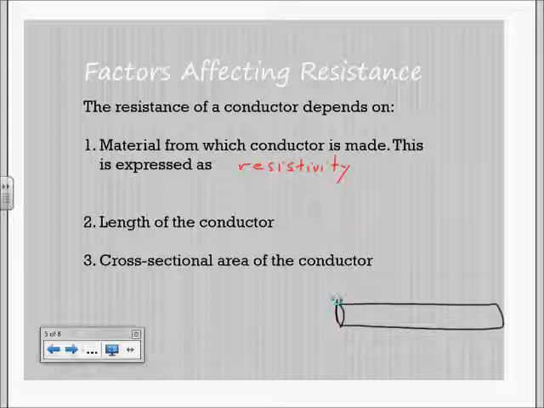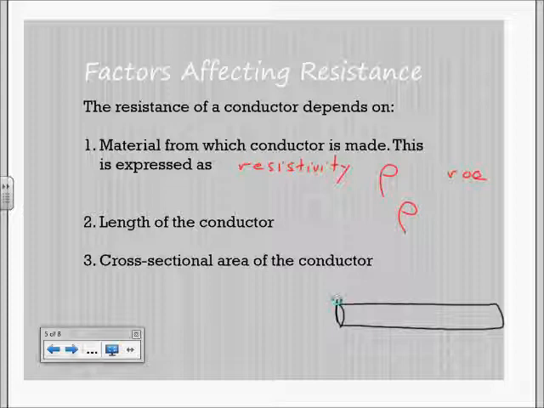It's a property of the material that depends on factors like how many electrons are available inside the material, that sort of thing. So it's represented by the Greek letter rho, R-H-O, Greek letter rho, like a curly P. Okay, so that's the resistivity of the wire.